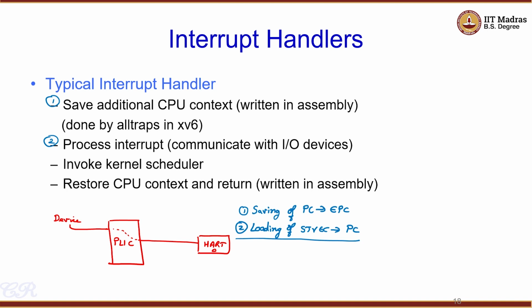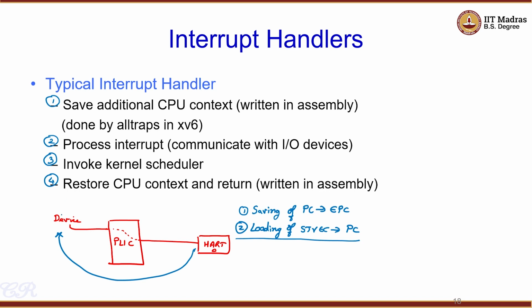The interrupt is then processed. For example, during this time, the CPU may directly communicate with the device to identify, for instance, what character has been pressed on the keyboard or what character has been received in the UART and so on. Finally, the CPU would invoke the kernel scheduler or the OS scheduler, and all the registers stored in the trap frame would be restored. So, all of this takes time.